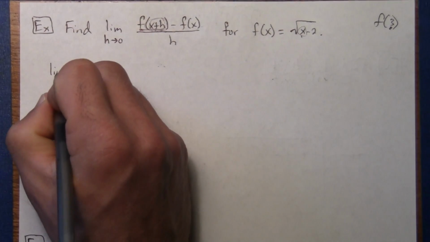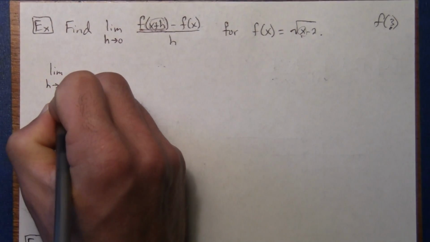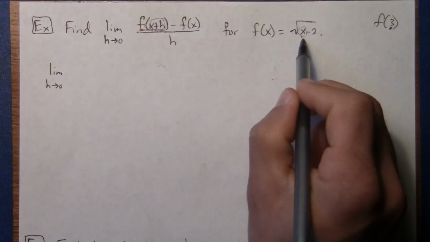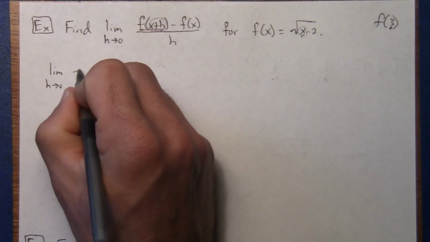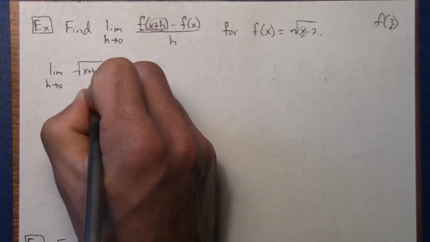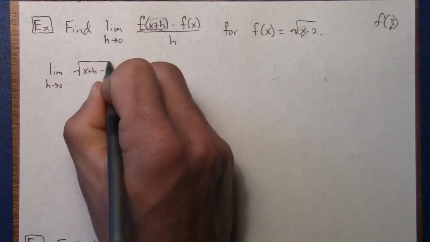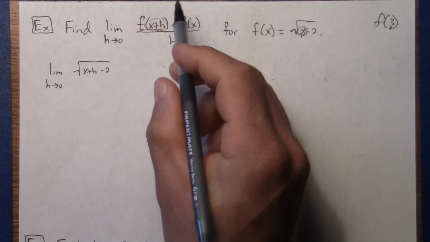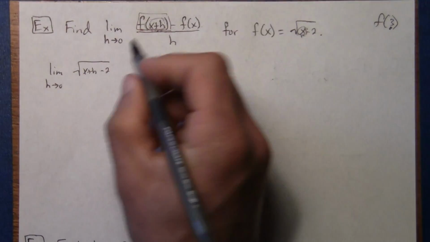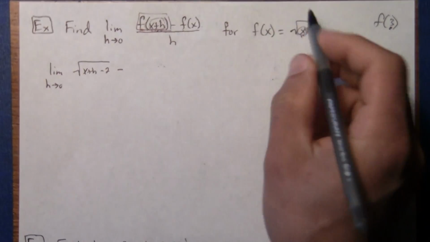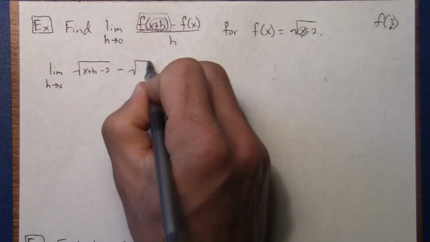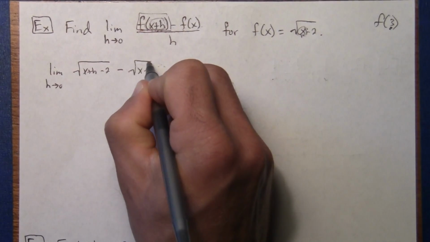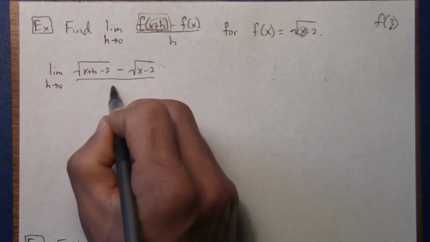So I'm going to have the limit as h approaches 0 of f of x plus h. So now put an x plus h in here. So it's the square root of x plus h minus 2. That's all that happens, is that all of your x's here change to x plus h. That takes care of this part of it. I now have to say minus f of x, which is really just the original function, so minus the square root of x minus 2, and then it's all over h.